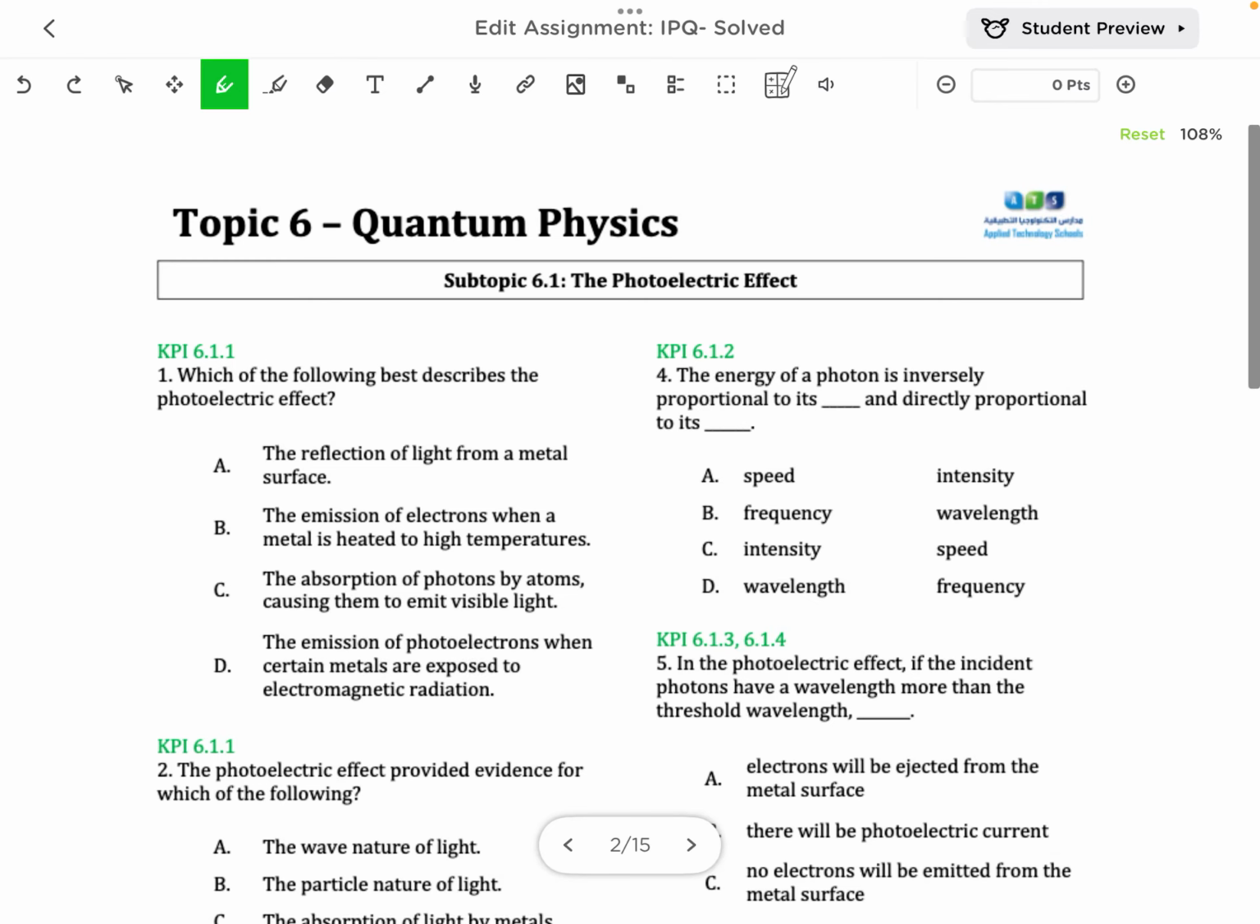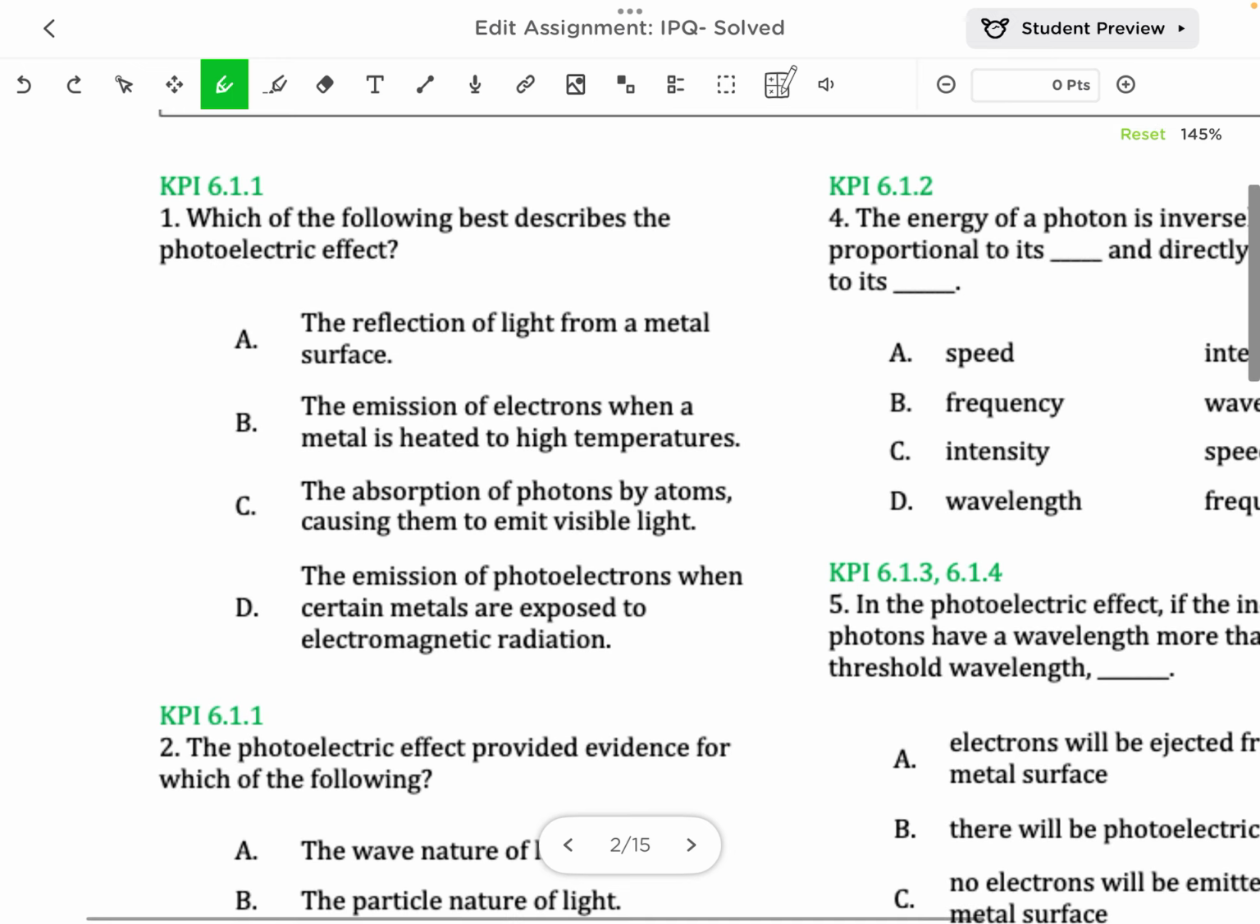Solving 12 advanced 6.1 photoelectric effect. Which of the following best describes the photoelectric effect?